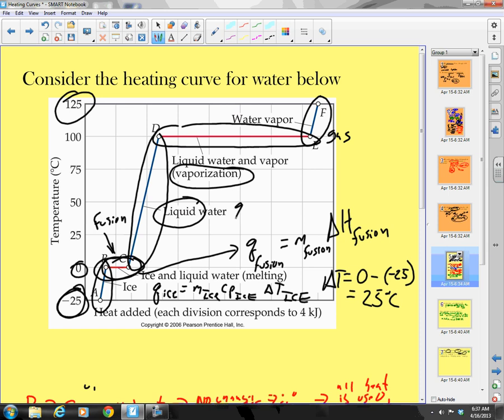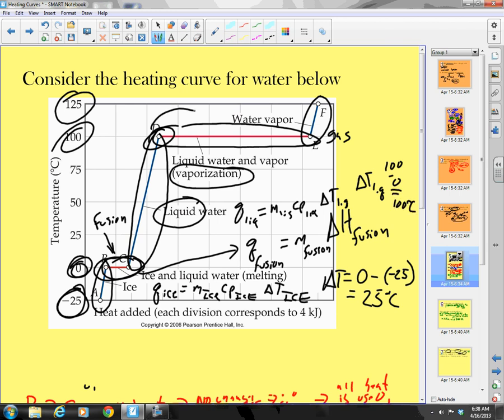In my liquid area, Q for my liquid is equal to M liquid, C sub P liquid, delta T liquid. And what's my delta T liquid equal to here? Well, I go from where? Let's see. I start at 0 and I go up to 100. So it's going to be 100 minus 0, which is equal to 100 is my delta T liquid. What do I do here? Well, that is vaporization. So Q vaporization equals M vaporization times delta H vaporization, the latent heat of vaporization.